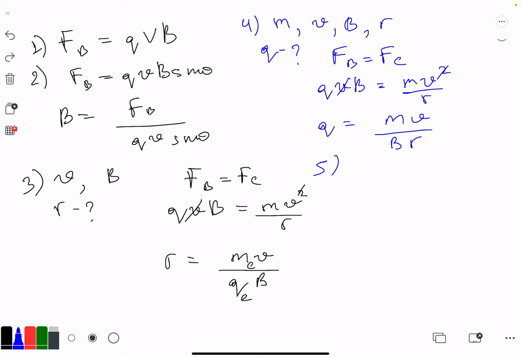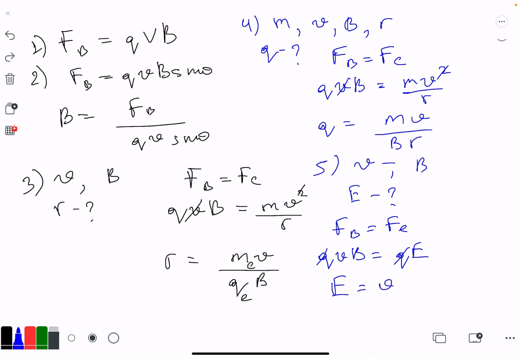So let me write it down. Question 5, V is given, then B is given. We have to find the electric field when it moves in a straight line. So the magnetic force will be equal to the electrostatic force. So QVB is equal to QE. So Q cancels out, and the electric field is simply equal to VB. That's it. So you plug in numbers, and you should get the answer.